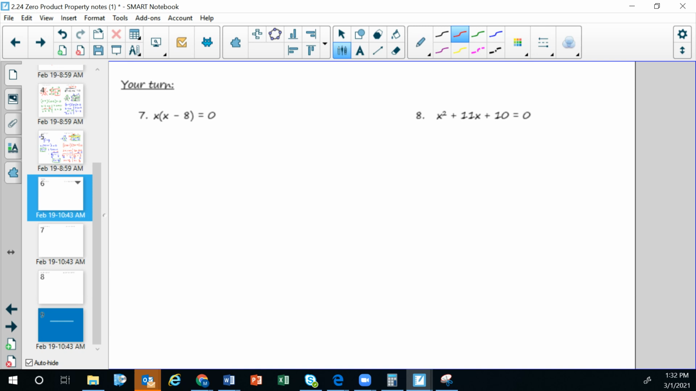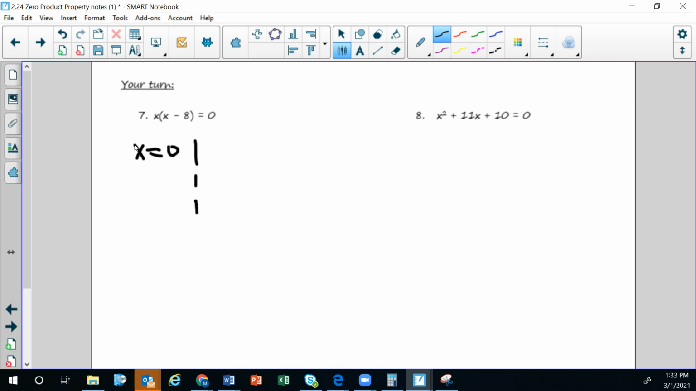Right? And so here, if I set x equal to 0 and x minus 8 equal to 0, the left side is already solved. One solution is 0, or one of the zeros is 0. The other one, if I just add plus 8 to both sides of the equation, that's going to give me x is equal to 8. So both my solutions are x equals 0 and x equals 8.